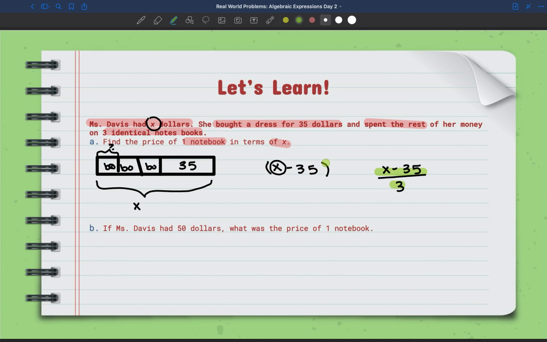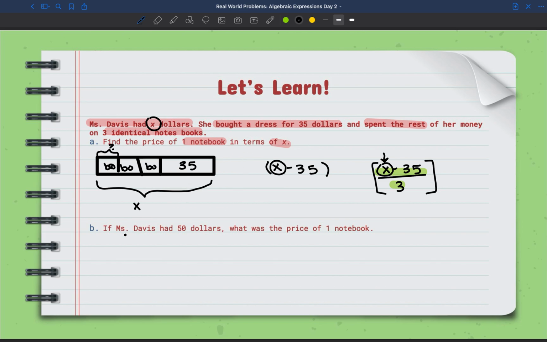It is always important to remember that when we have a term with an unknown quantity, for instance right here, X minus 35 divided by 3 is a term, and the unknown quantity, which right here is X, will always be represented by a variable. So X is our variable in this part A.